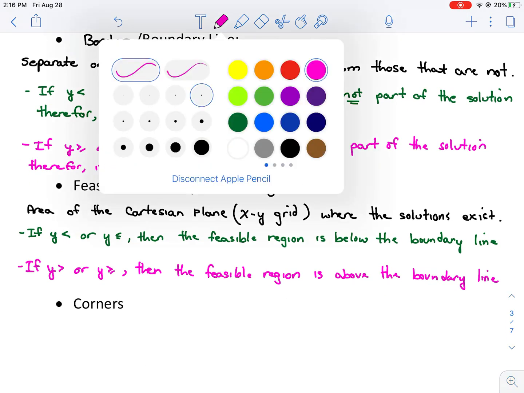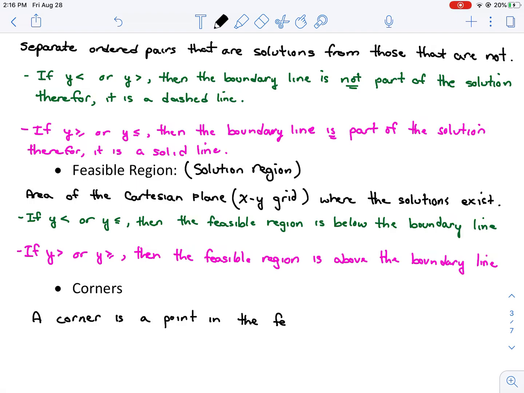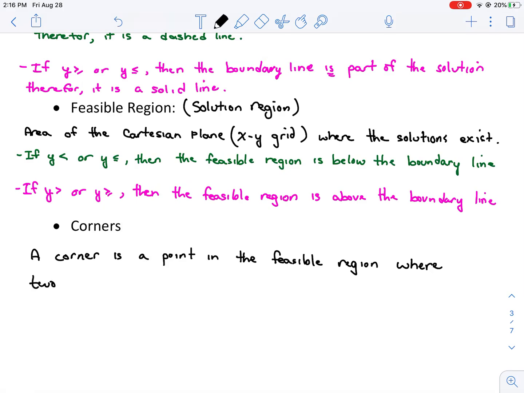And finally, we have corners. So a corner is a point in the feasible region where two or more boundary lines cross.